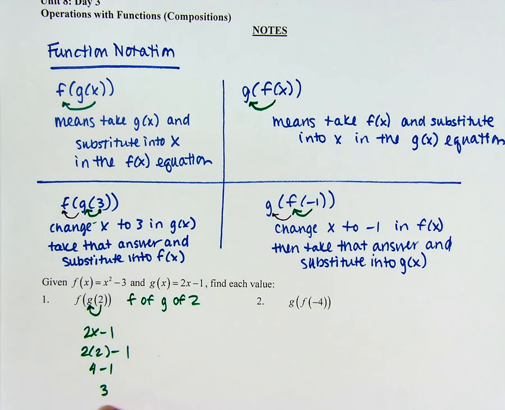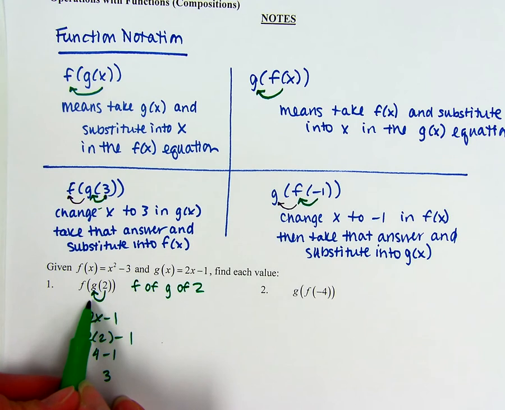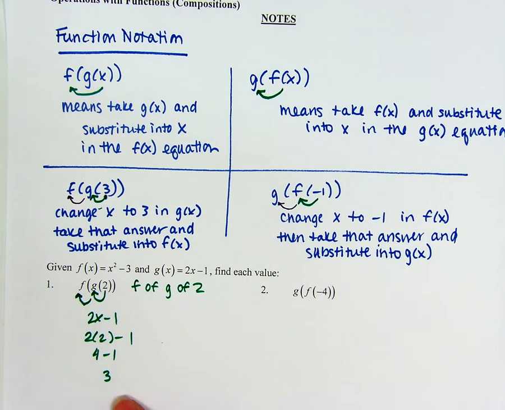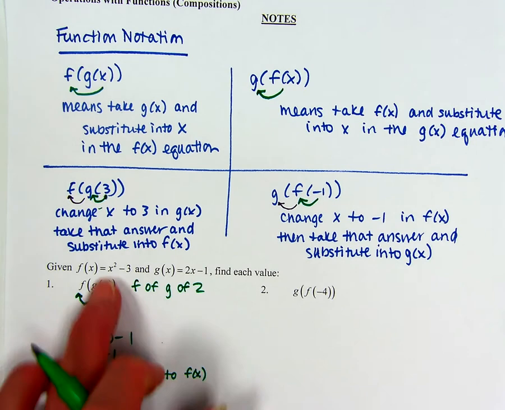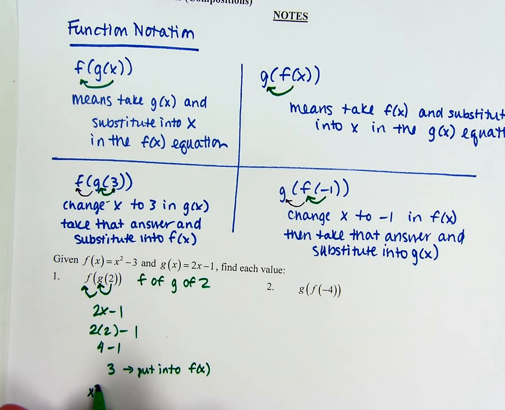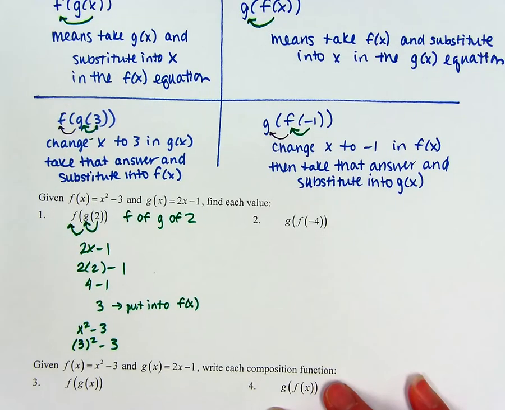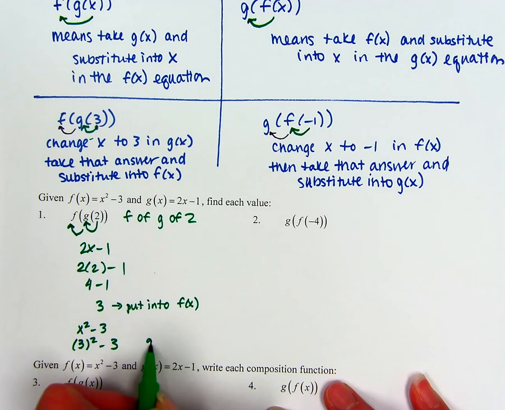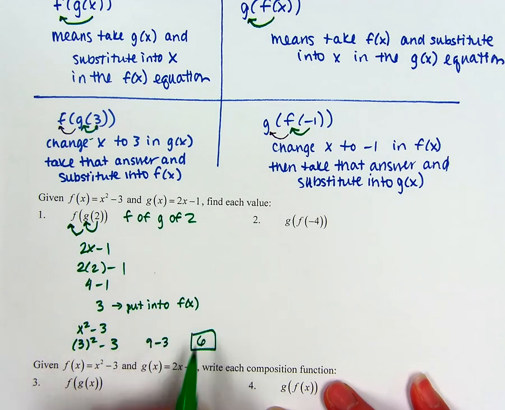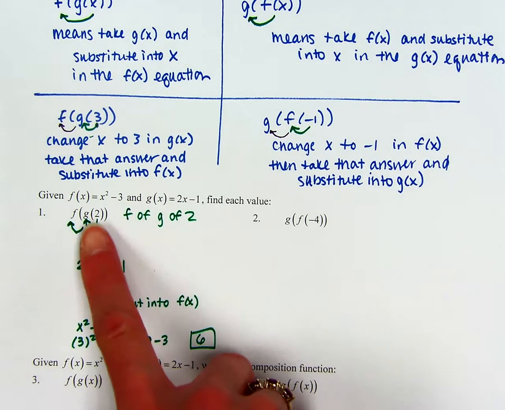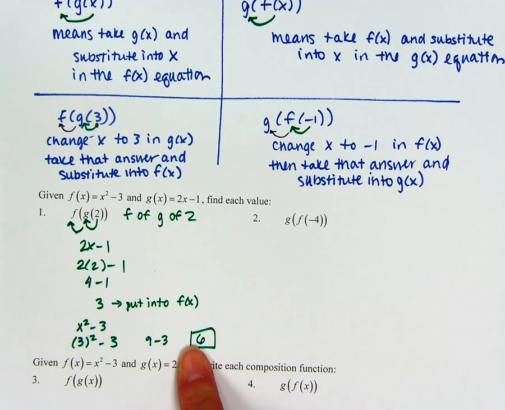Now I'm going to take that answer, right? Once I get this answer, I'm going to do a second step, and I'm going to put that into equation f. So now we're going to put this in f of x, we're replacing the x. So instead of saying x squared minus 3, we're going to do something squared minus 3, and we're taking that answer, which was 3. So 3 squared is 9. 9 minus 3 is 6. So if they ask you to substitute in a number, you should get a number as your answer.